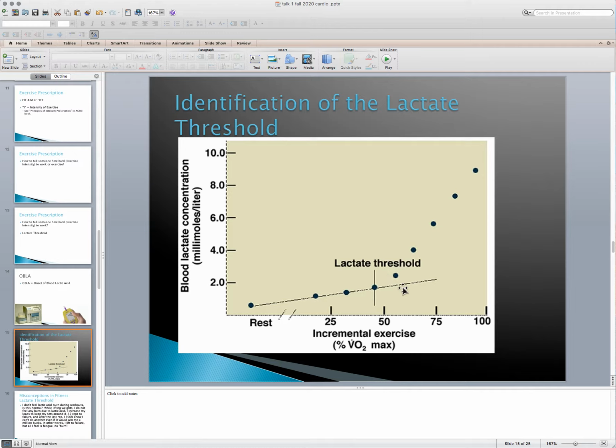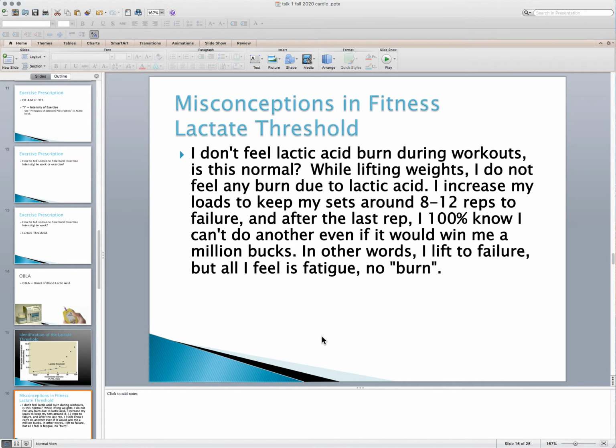And there's some misconceptions about that. The misconception is that it was thought that when we saw this increase in lactic acid or lactate officially in the blood, that was a marker for a lack of oxygen in the muscle cells. And so I found this online, and this is actually looking at lifting weights, but here, this is a quote from someone who was lifting.